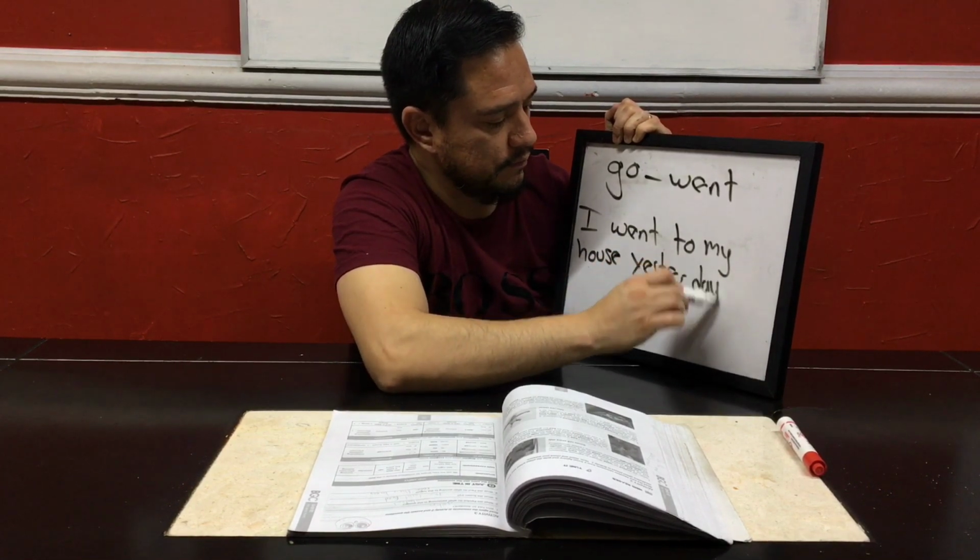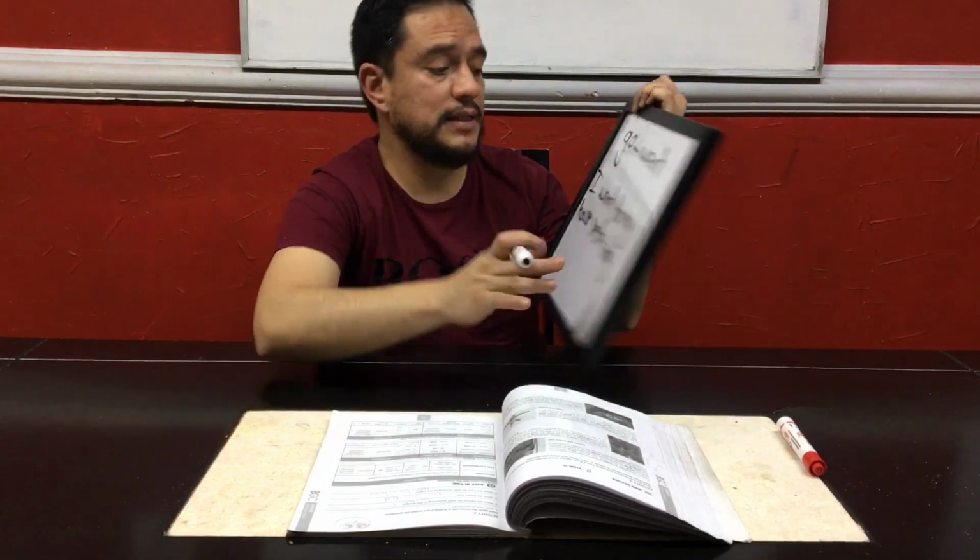So one sentence in past tense with an irregular verb is I went to my house yesterday. Okay, that is a past tense sentence but using irregular verbs. In few words, en pocas palabras, regular verbs in past tense, nomás le ponemos la ed. Los irregular verbs, you have to change all the words.